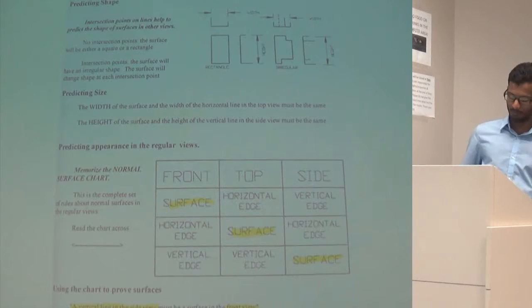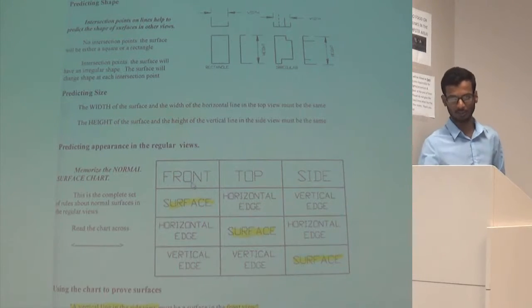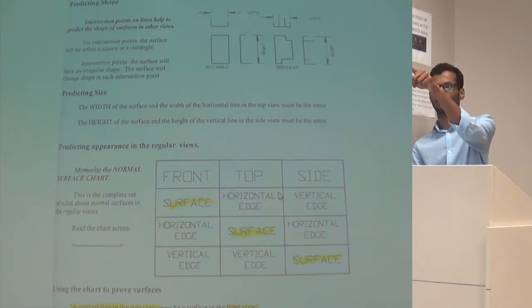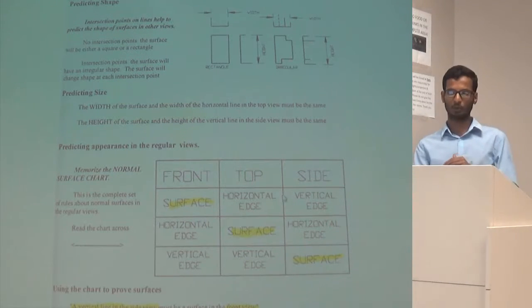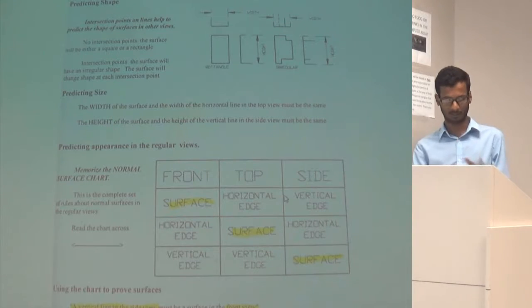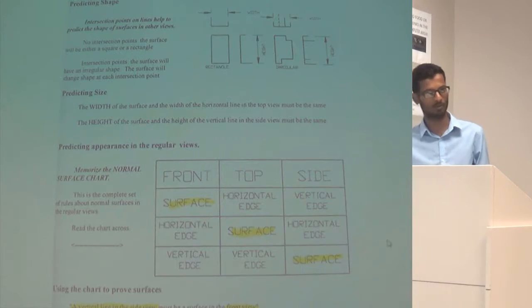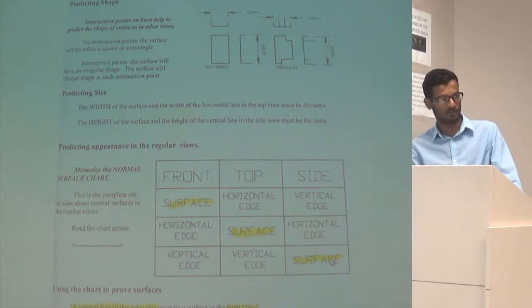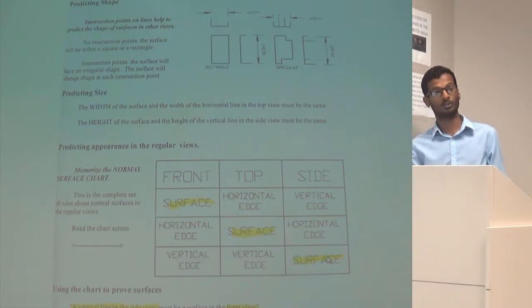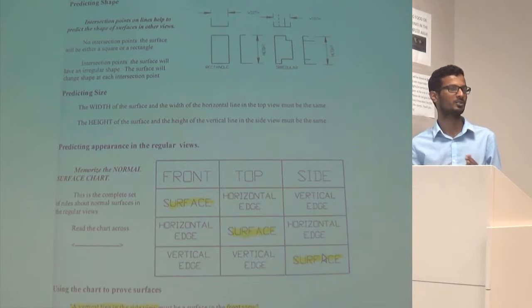Alright, so predicting normal surfaces. This is my normal surface table, which is the same as that. There are different ways that you can analyze or remember this particular table. It doesn't mean that you will only be having surfaces. There would be certain situations where you would need to analyze based off an edge.